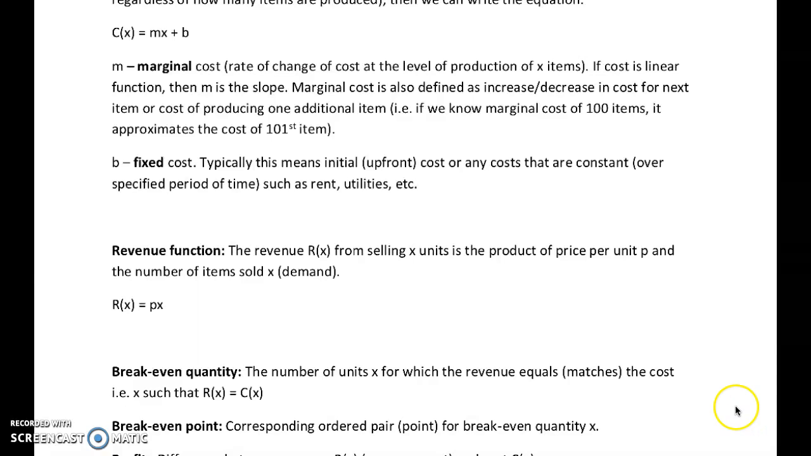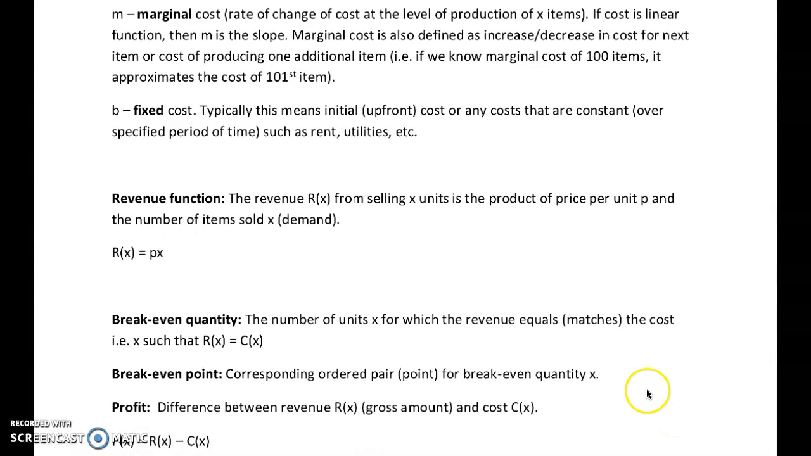All right. Our break even is when our revenue equals the amount of the cost. So is the amount we're making equal to the amount we're spending to make the items? That's our break even quantity. Our break even point is our ordered pair, or break even quantity x. Whatever x items we make, that's our break even quantity.